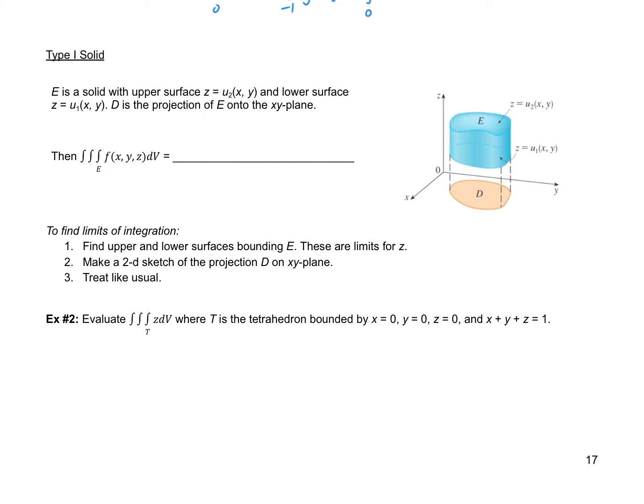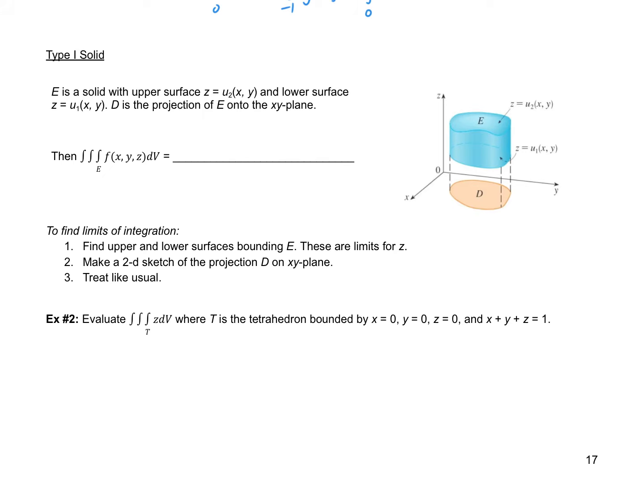So again, we're going to talk about what those solids practically mean, and then I'm going to tell you how I set integrals up. So a type 1 solid is a solid where your upper surface, z, can be written as a function of x and y, and you have a lower surface that can be written as a function of x and y. So we see that right here. So we're integrating over this region E, a triple integral over this region E.